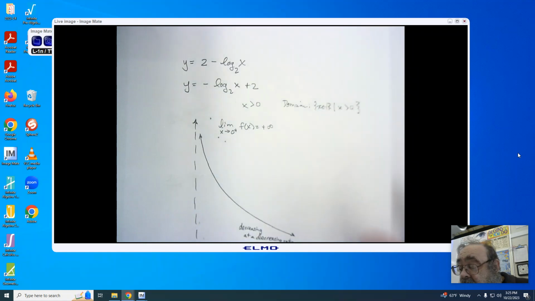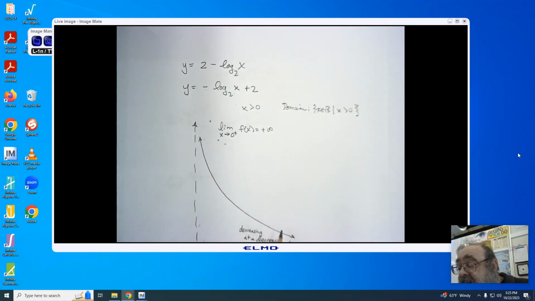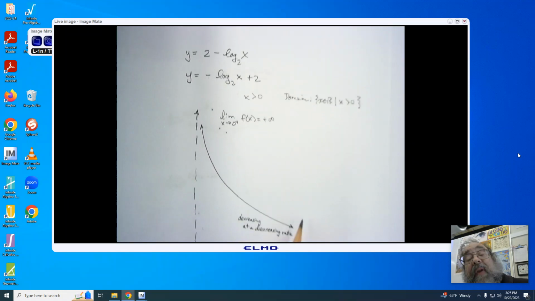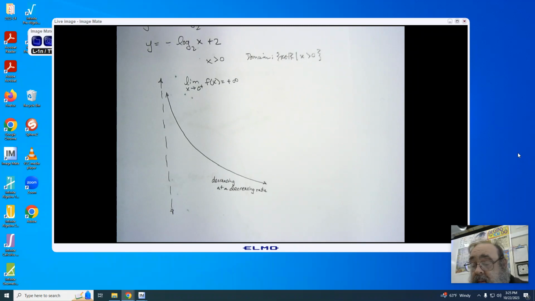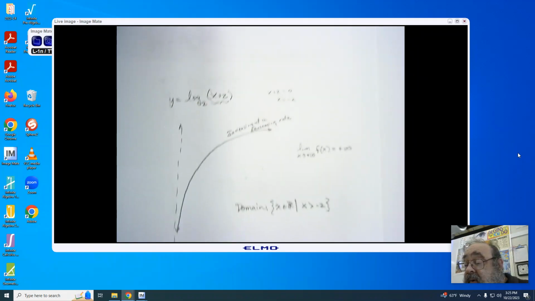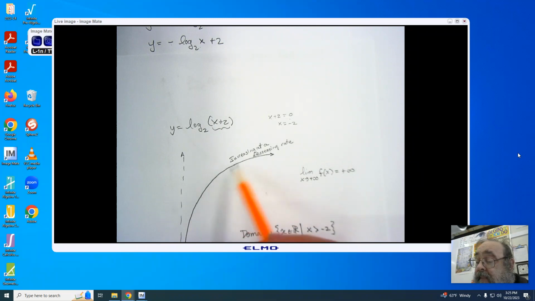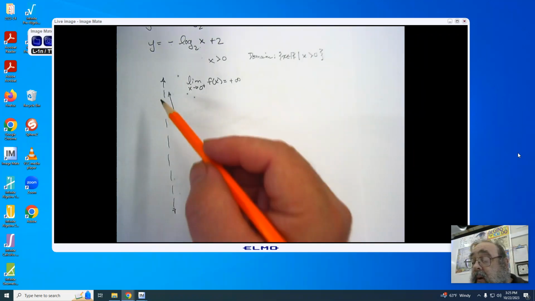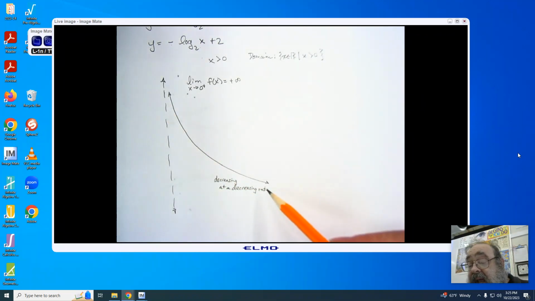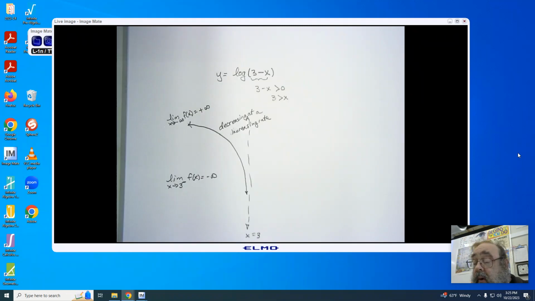Notice, compare it to this one. The decreasing rate's making it go flat. See how it's getting flatter? And increasing at a decreasing rate is now going up, but going flatter. Going up, but going flatter. Going down, but getting flatter. Going down, but getting steeper.